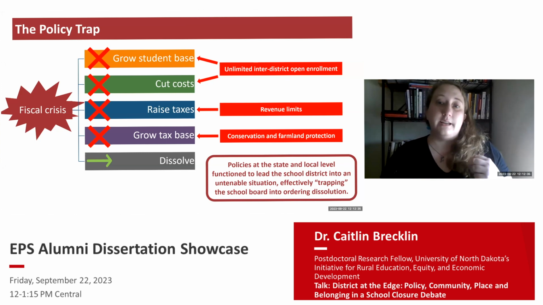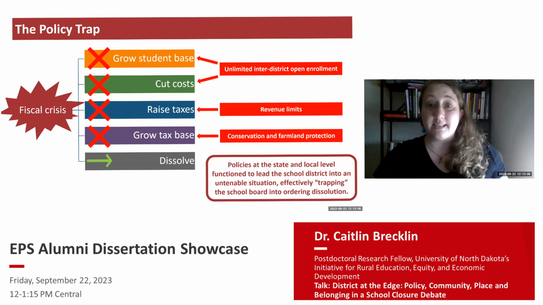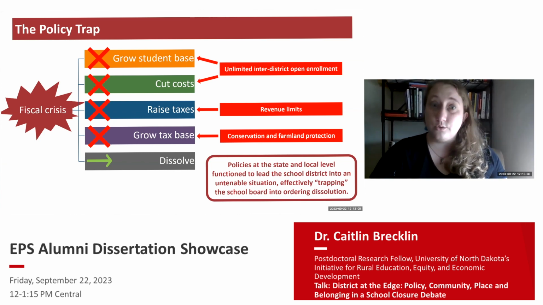Market logic says that if a school is struggling, they'll be incentivized to either improve their student offerings and attract more students, or to cut their costs. But in Marion-Chester, neither of those was really an option. The district was small and rural, but was surrounded by larger, better resourced districts, so they weren't competing on an even playing field to start with. Since the state enacted unlimited interdistrict open enrollment, Marion-Chester lost 37% of their potential enrollment to those larger, better resourced districts. So growing the student base had already failed.